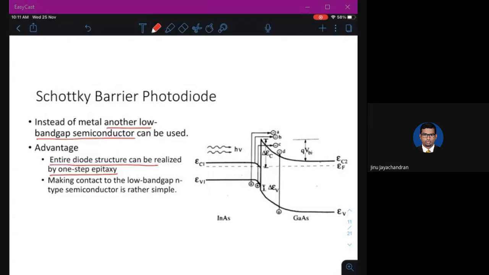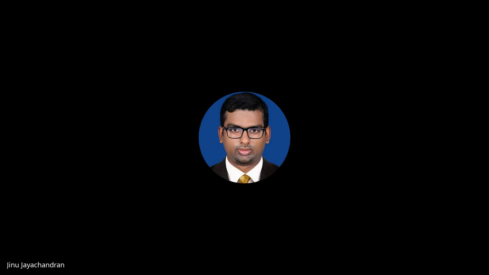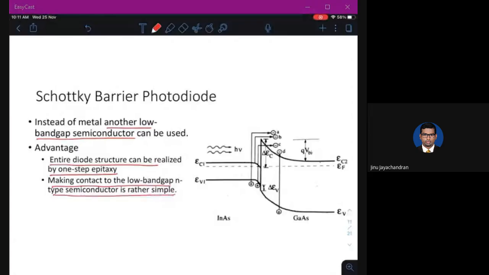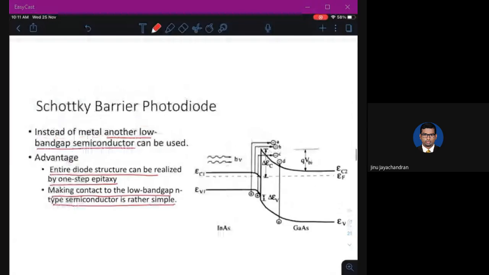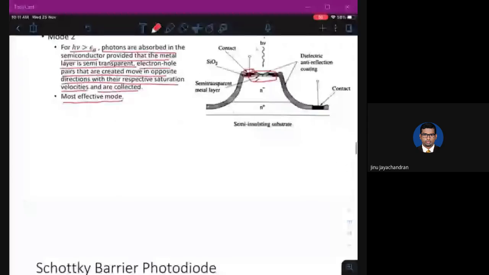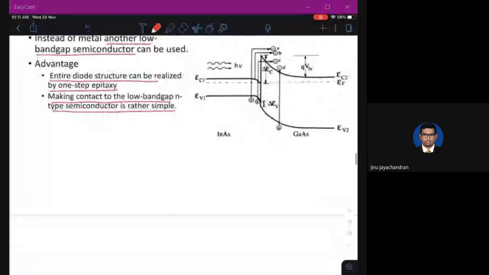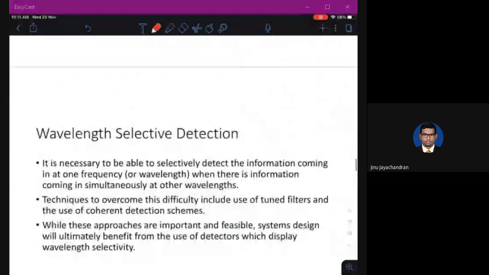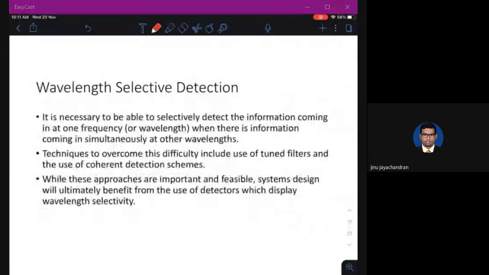And making contact to the low band gap semiconductor is rather simple. So you create a contact here, which is this one. Now creating the contact in a low band gap semiconductor is very easy, while that in a metal is very tough. Okay, so you can have this method also. So those are the two photodiodes that we have seen.